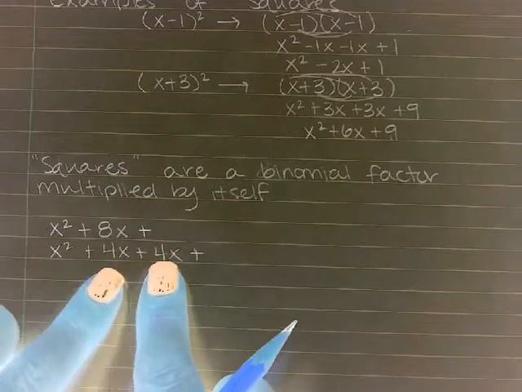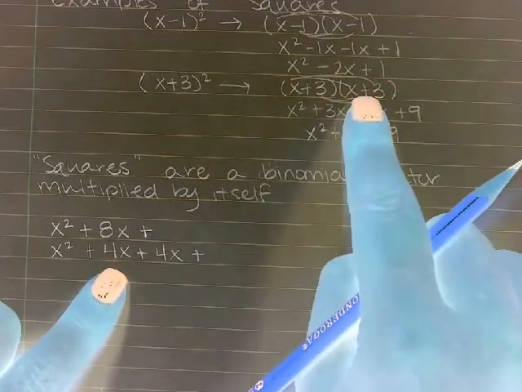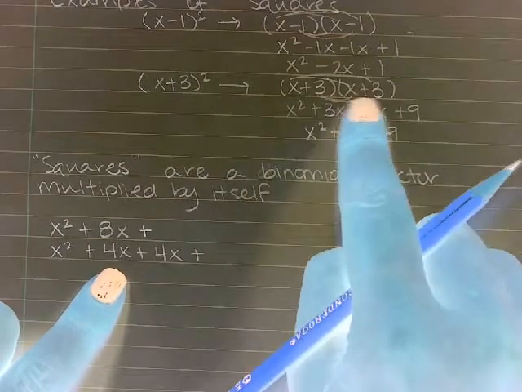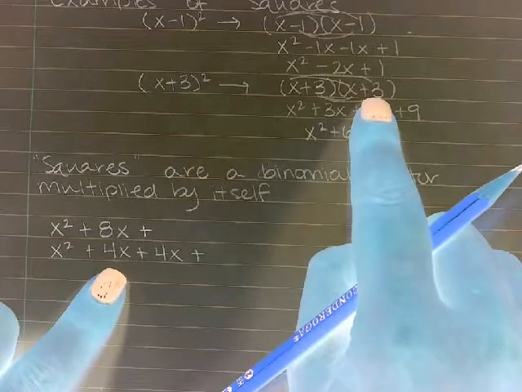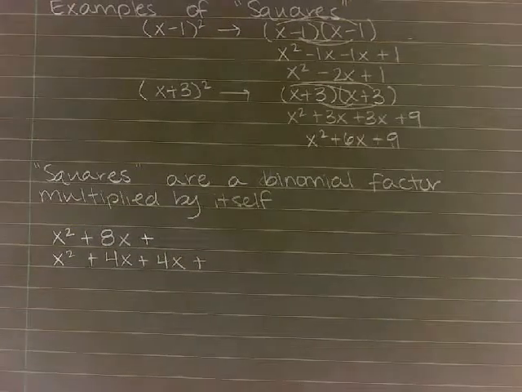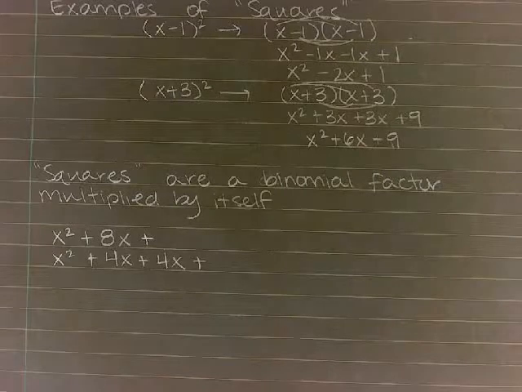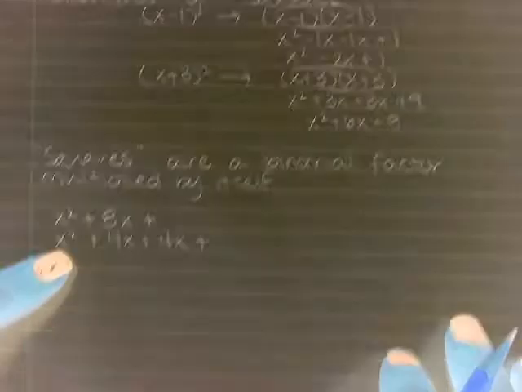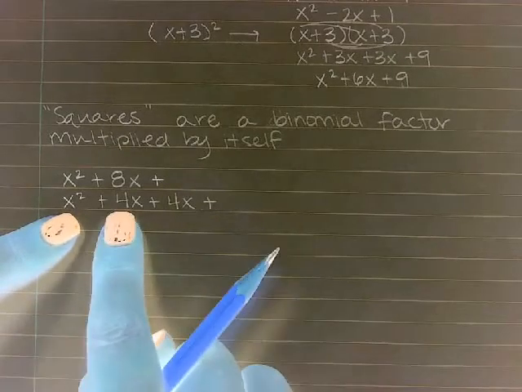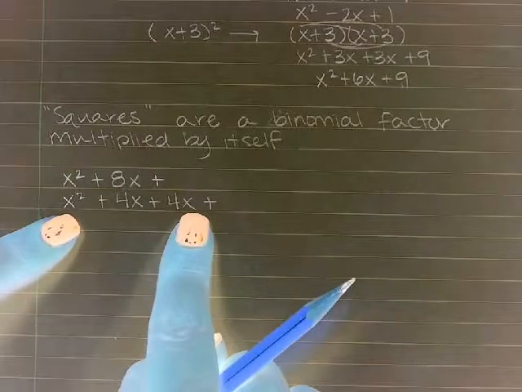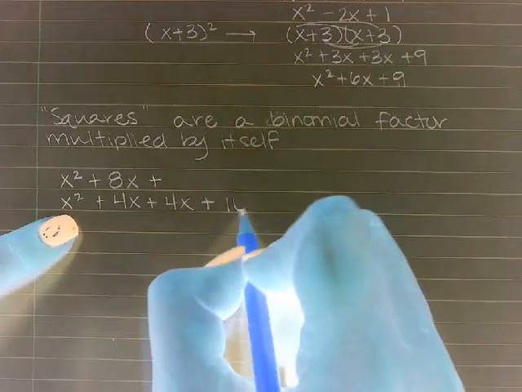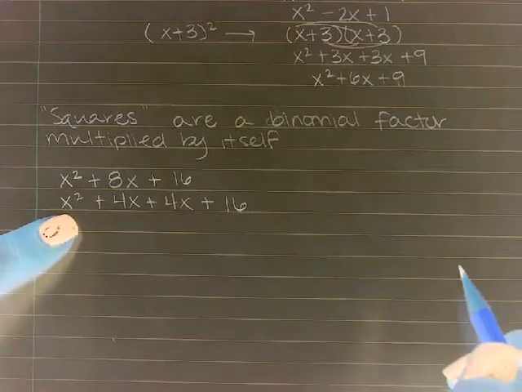And so if we think about the parentheses that would have made that happen, we would have had to have an x plus 4 and an x plus 4, right? It's so annoying when it does this. All right, is it up there? Yes. Okay. So if we're going backwards, we have x squared plus 4x, and the number that would have been on the end is 16. So x squared plus 8x plus 16.